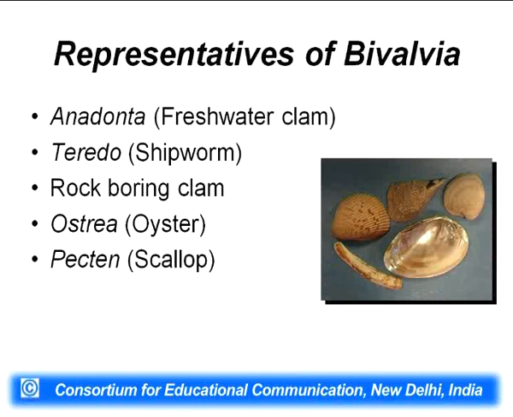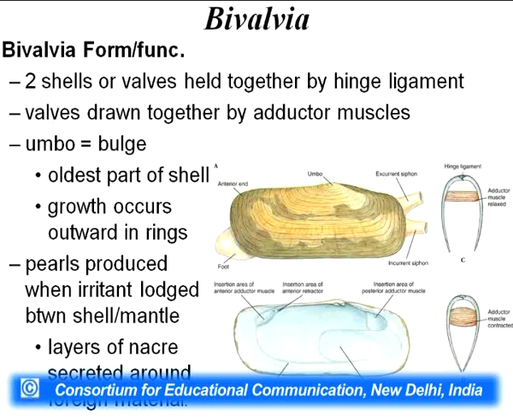These are familiar examples: the freshwater clam, the scientific name is Anodonta. The shipworm, which is a serious pest, is called Teredo. The oysters, as I told you, include the pearl oysters. The scallops, the scientific name is Pecten.